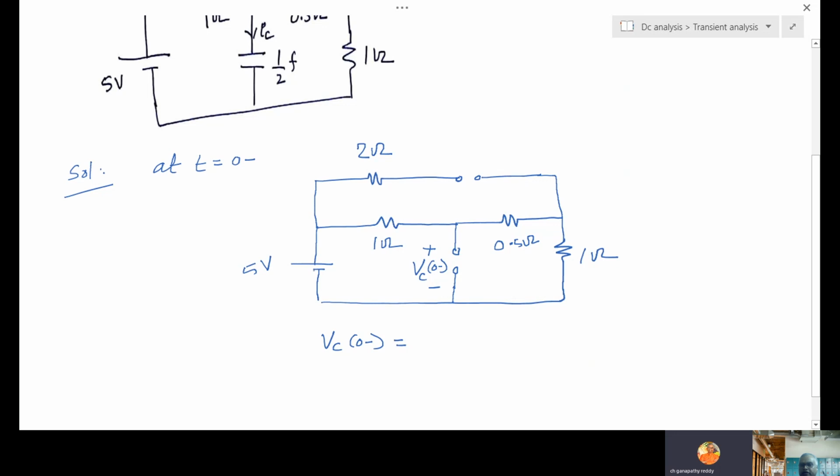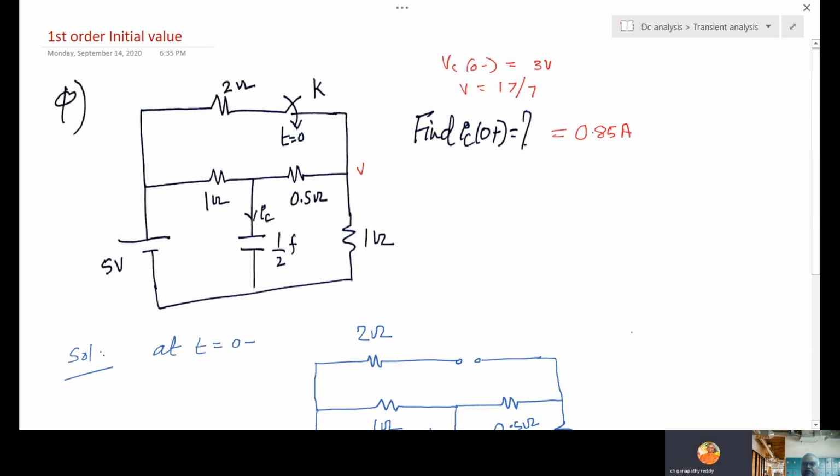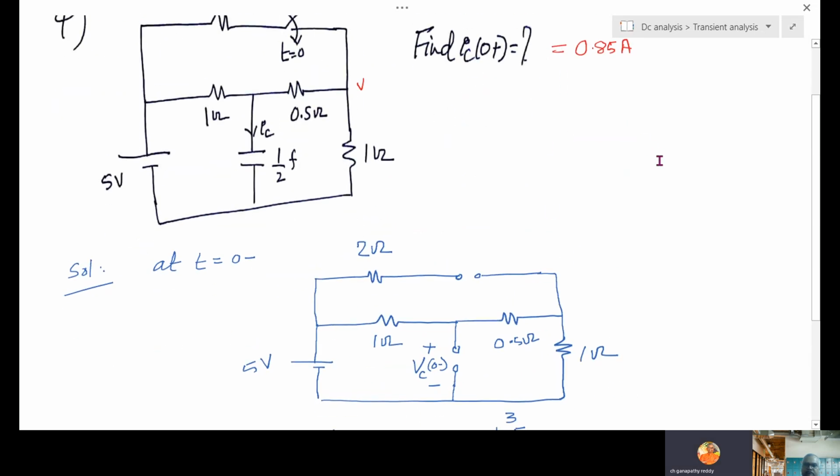So 5 volts dividing between 1 ohm and 0.5 plus 1, 1.5. So that is 5 into, using voltage division, 1.5 by 1 plus 1.5. So 2.5. So we get 3 volts. So VC 0 minus is 3 volts.